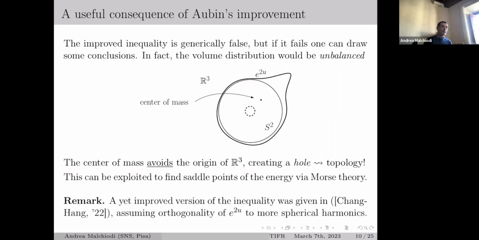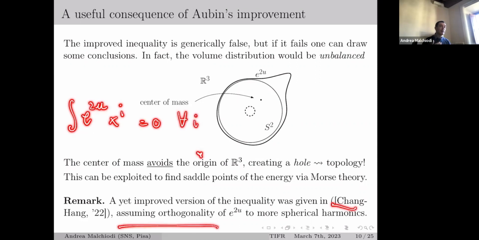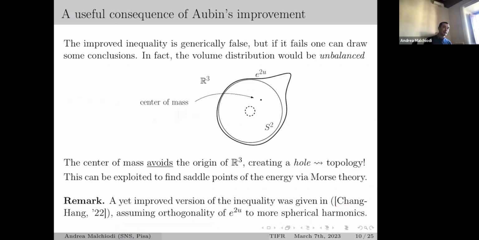Okay, let me also mention that more recently, there was a yet improved inequality by Chang and Yang, assuming orthogonality of the exponential function to more spherical harmonics. So center of mass at the origin means that the integral of e to the 2u times the Euclidean coordinates x_i is equal to 0 for any i. So this means that the exponential function has a zero product with the first spherical harmonics. And Chang and Yang proved that if you have orthogonality to more spherical harmonics, then you get a yet improved inequality.